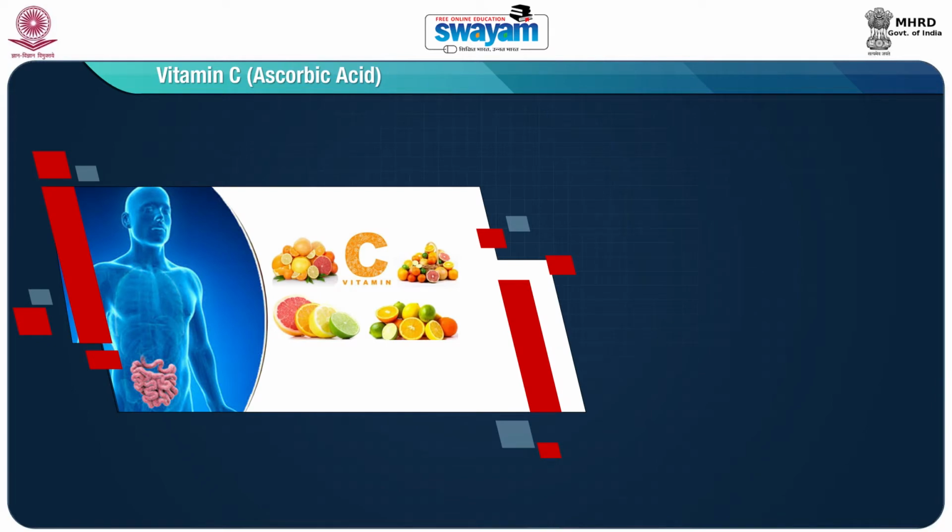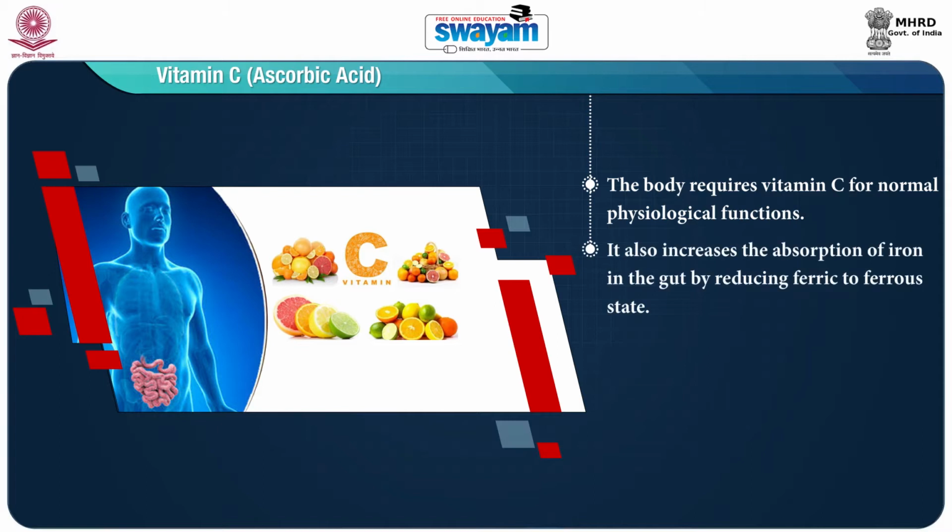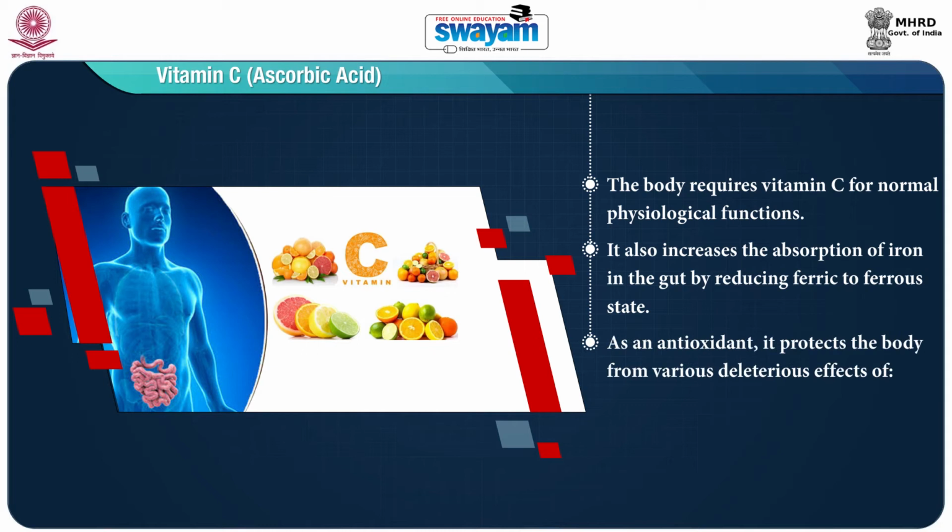Vitamin C is also termed as ascorbic acid. The body requires vitamin C for normal physiological functions. It also increases the absorption of iron in the gut by reducing ferric form of iron to the ferrous state. As an antioxidant, it protects the body from various deleterious effects of free radicals, pollutants and toxins.